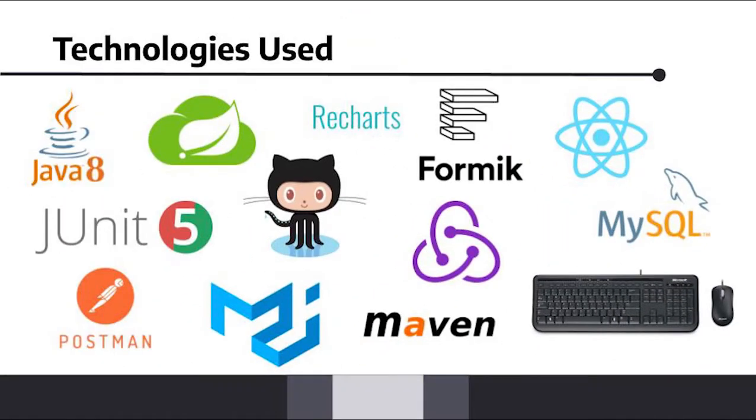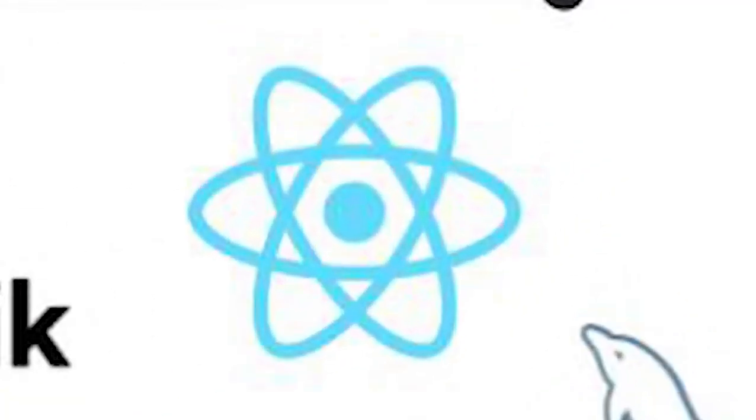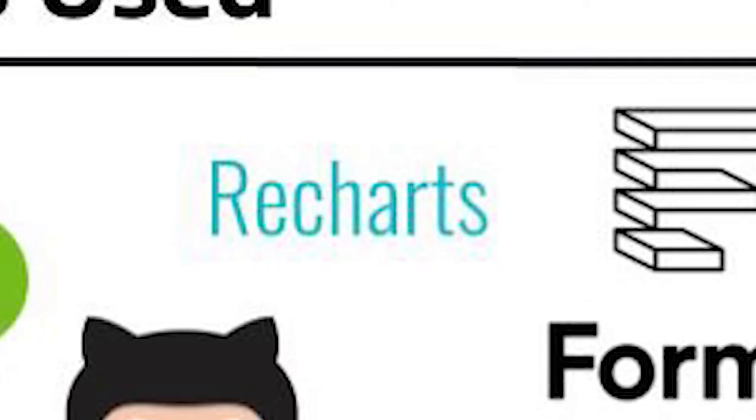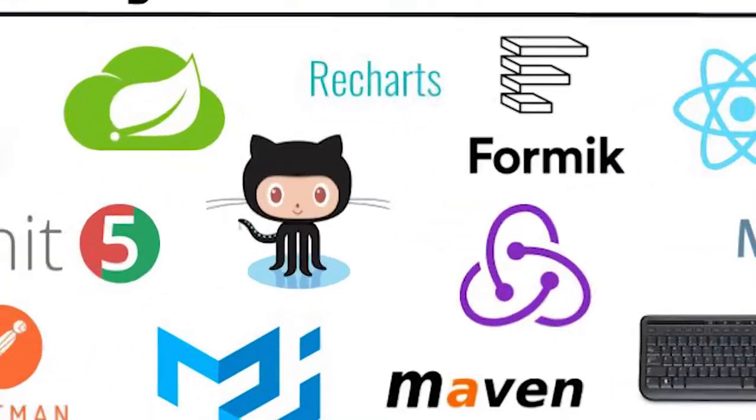Moving on to our front end, the React JavaScript library along with other libraries such as Material UI, Formik, and Recharts were used to build a rich user interface that users can navigate through to explore our functionality. All version control for this project was handled through GitHub.